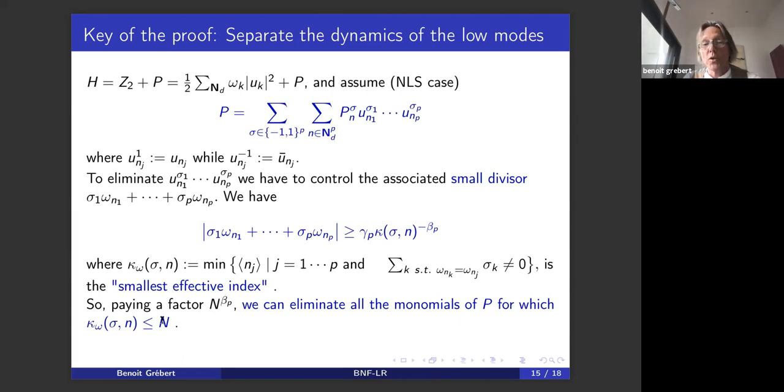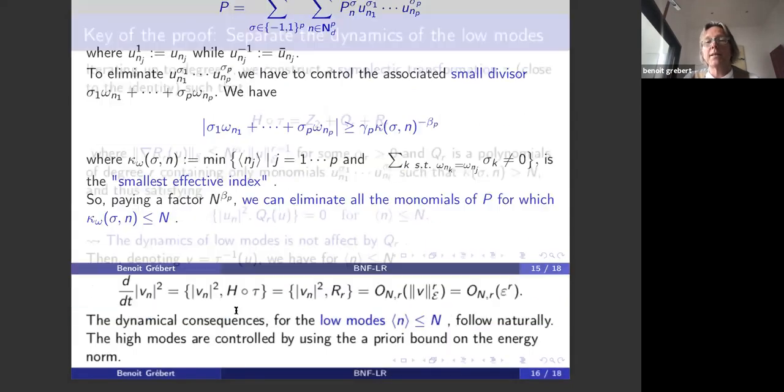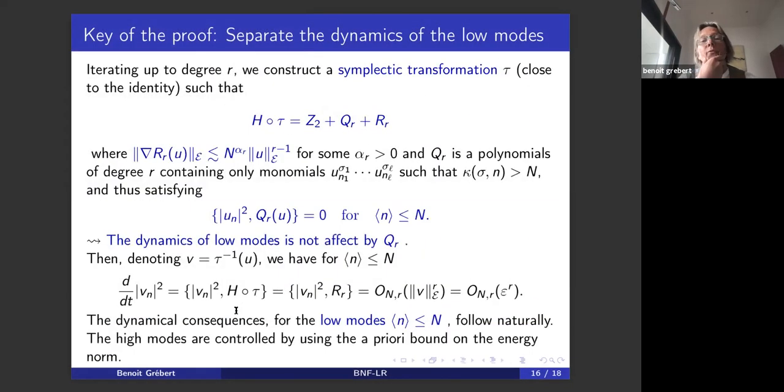Okay, so if you want to eliminate all the monomials of P such that the smallest effective index is smaller than n, you just have to pay this price, I mean, in the new Hamiltonian you have constructed. So you can then iterate this procedure, and let's say that very roughly, you will obtain a symplectic transformation tau, such that in the new variables, h composed with tau is again the quadratic part, and then you have two terms, QR and RR.